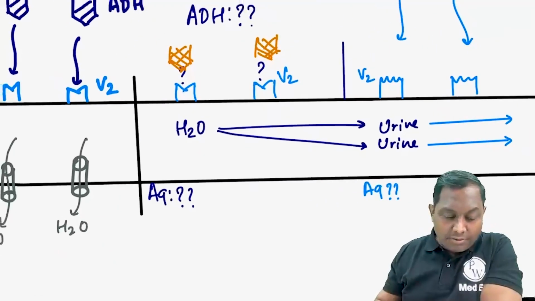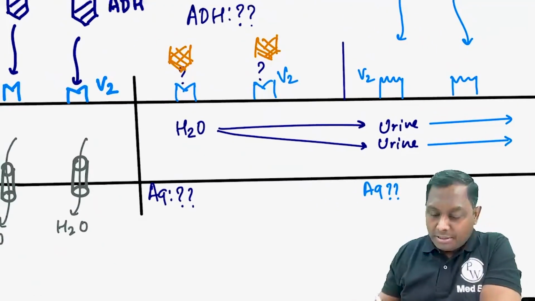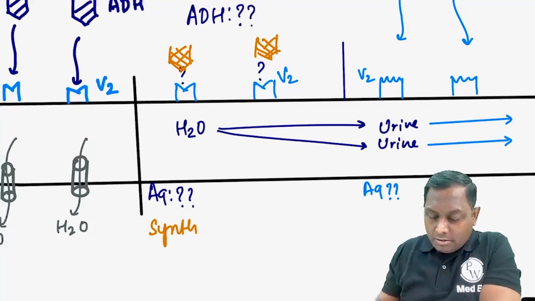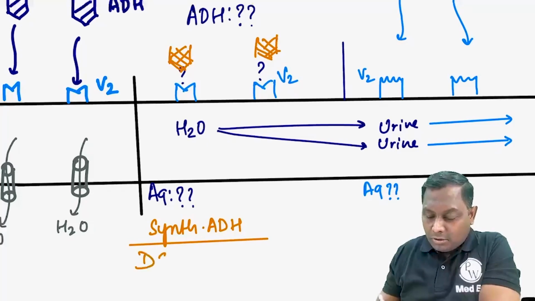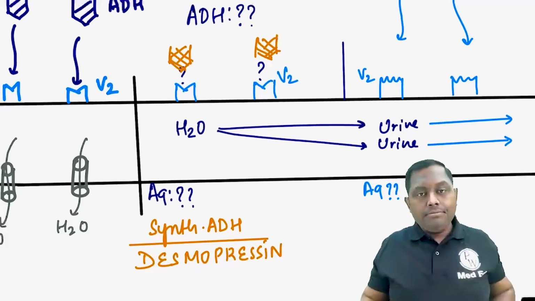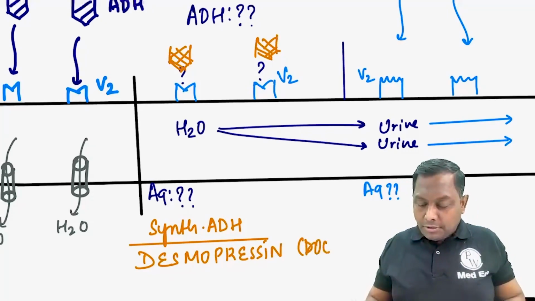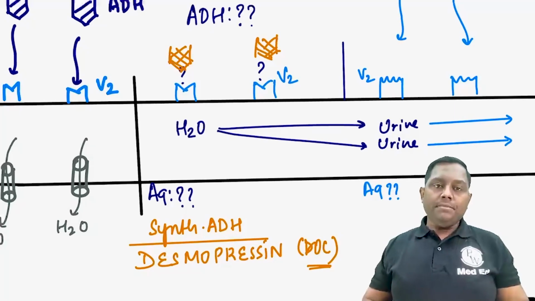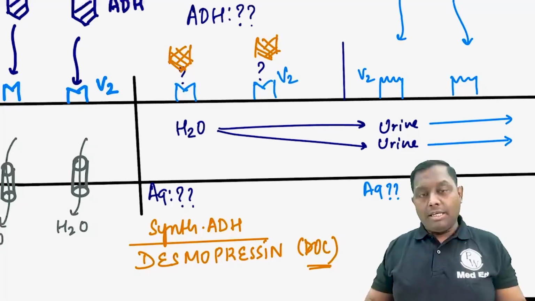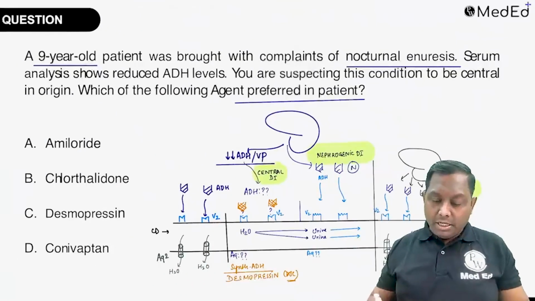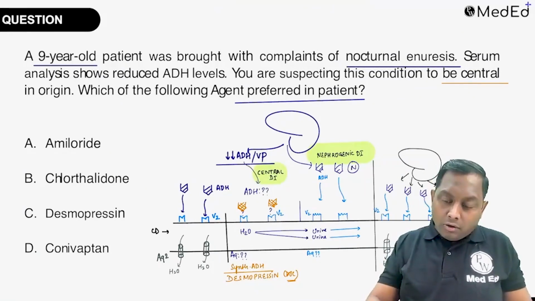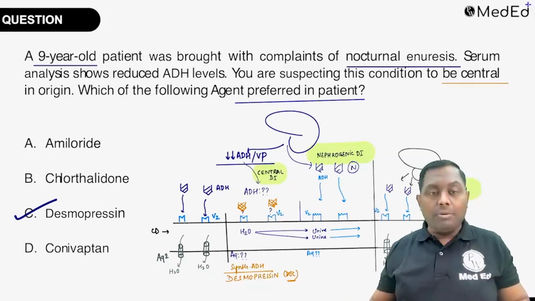So we are going to give a synthetic ADH in the central diabetes insipidus, a synthetic ADH stimulation by a drug known as your desmopressin. The name of the compound is desmopressin. This desmopressin is considered the drug of choice in this patient, synthetic ADH desmopressin. So again, when you're suspecting this condition to be central in origin, I think you already have the answer. The answer to this question is going to be desmopressin.